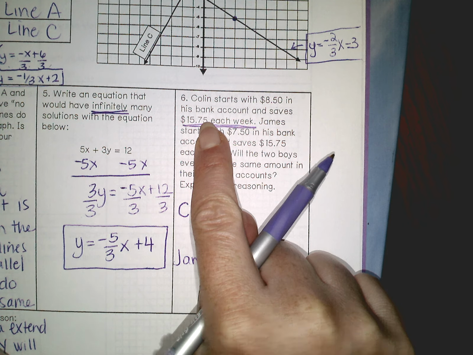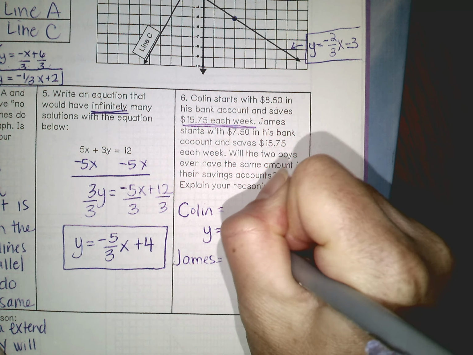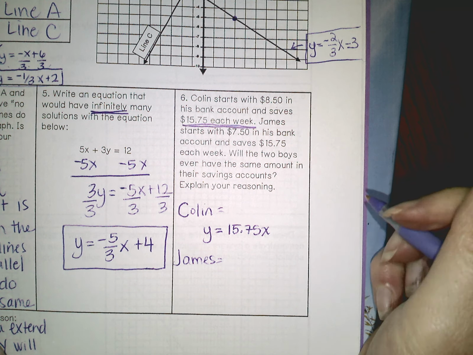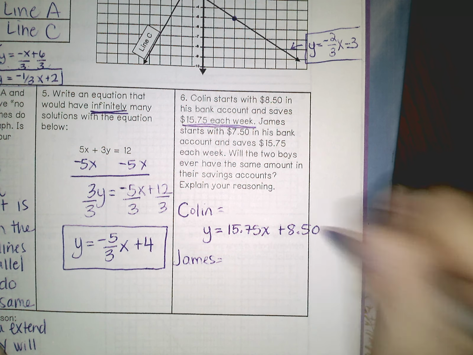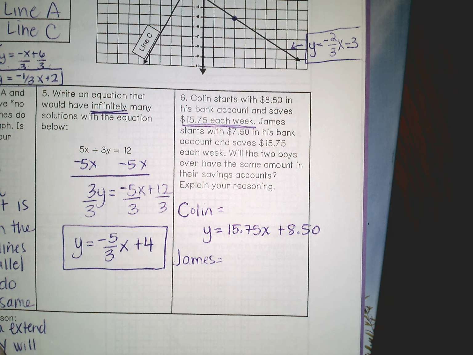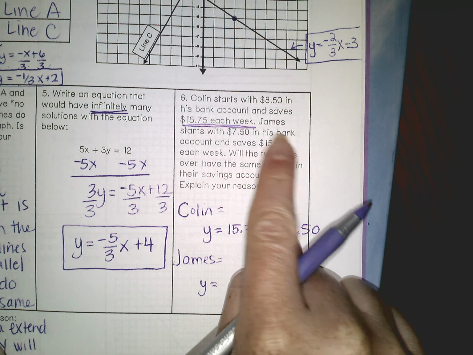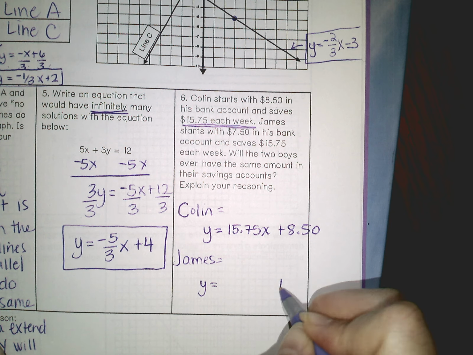Okay, Colin starts with 8.50. So we're going to write this in an equation. Y equals. So he starts with 8.50 and he saves 15.75 each week. So that's your coefficient attached to your variable because he's doing this every week. So 15.75 per week. Plus he starts with $8.50 in his bank account.